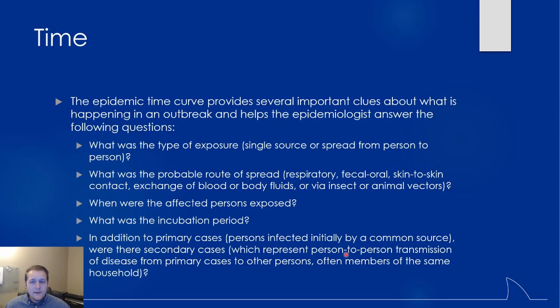These epidemic time curves provide us several clues, and they can tell us a few things, such as what type of exposure we have. Was it a single source? Or was the spread from person to person? What was the probable route of spread? Was it fecal-oral or skin to skin, where there may be exchange of blood or body fluids, things like that? And when were the people exposed? What was the incubation period? And in addition to the primary cases who were initially exposed to the common source, are there secondary cases, people who then spread it person to person? I'll give you some examples of each of these as we go forward.